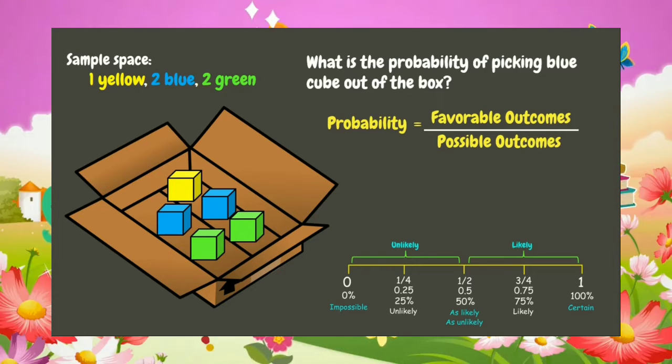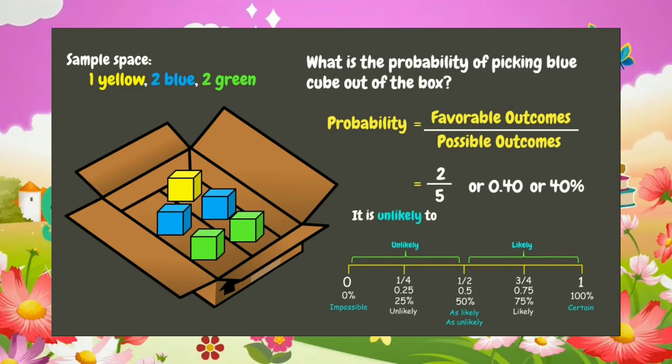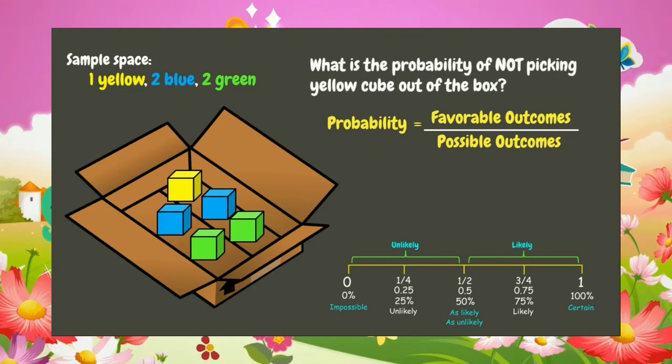Okay, we should divide the favorable outcomes by the possible outcomes. The favorable outcomes now, we are looking for blue cube. So, how many is it? 2. Very good. So, the possible outcomes is 5. And 2/5 in decimal form is 0.40, 40%. It is unlikely to pick the blue out of the box. Very good, because 40% is closer to 0% than 50%.